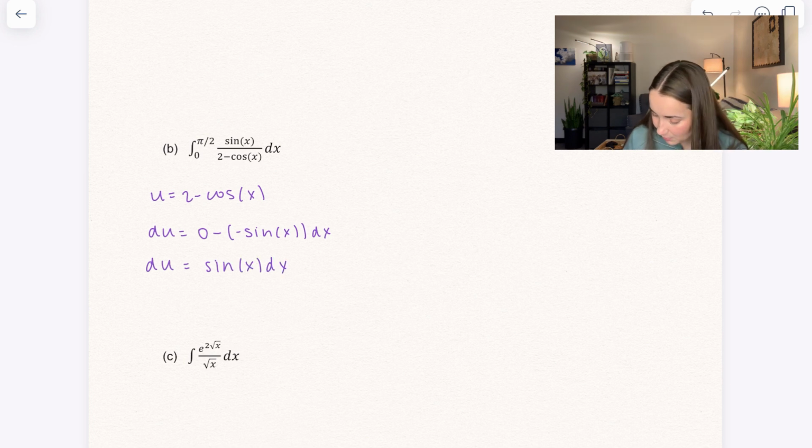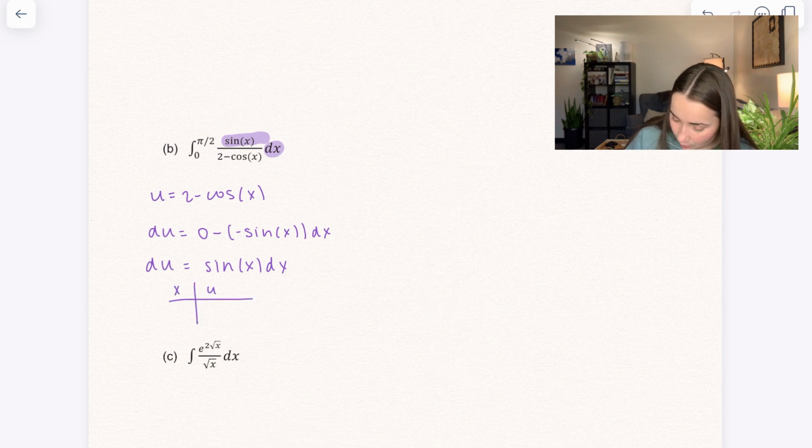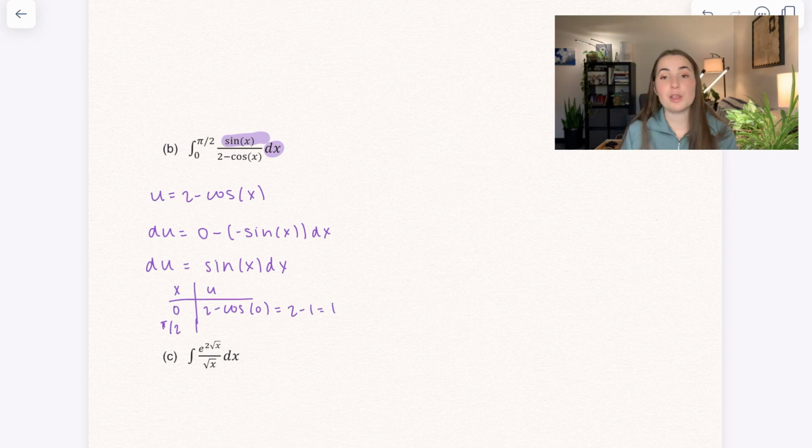Which is going to be super nice because I can directly plug that in right here. But don't forget, this is a definite integral, so we also need to change the bounds. We have what x is equal to, and we want to solve for u. So our lower bound is 0, and our upper bound is pi over 2. Here we can plug that into 2 minus cosine of 0. Cosine of 0 is equal to 1, so we get 2 minus 1, which is equal to 1. So here we have a new lower bound of 1. And we also have 2 minus cosine of pi over 2. Cosine of pi over 2 is equal to 0, and so we get a new upper bound of 2.